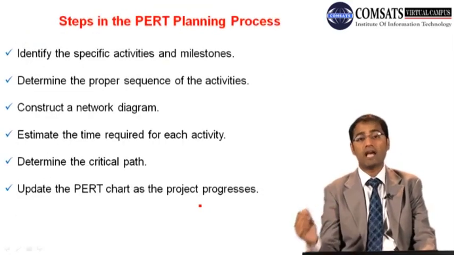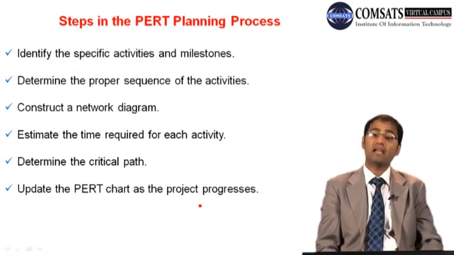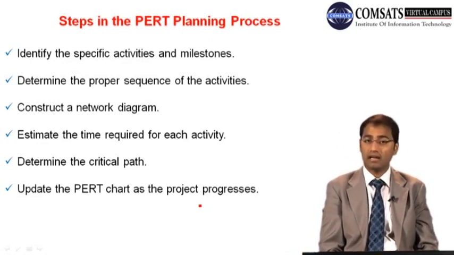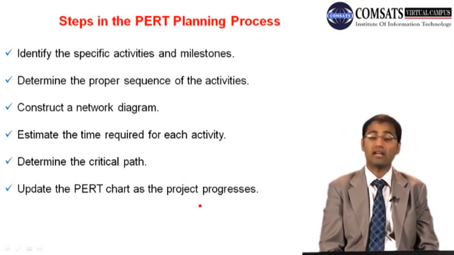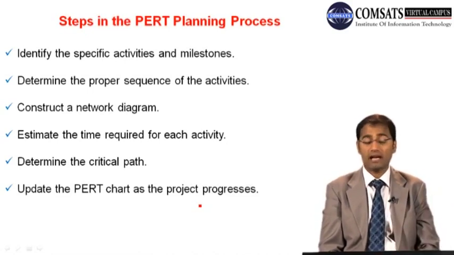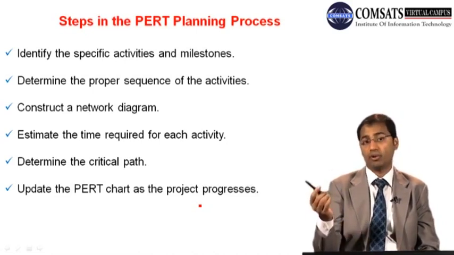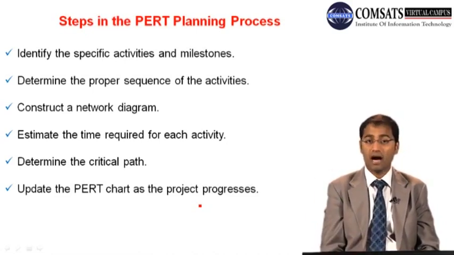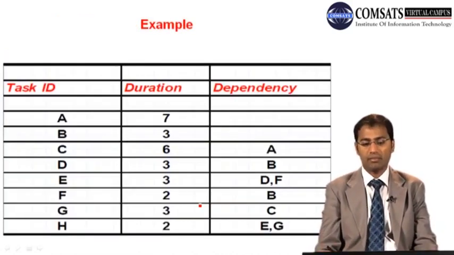So these are a few steps in the PERT planning process. First of all, identify the specific activities and milestones, activity identification or definition. Determine the proper sequence of the activities. Remember the third process of the time management process, sequence activities. Construct a network diagram. Again, we have to develop this network diagram first. Estimate the time required for each activity through that 3-point formula. Determine the critical path. Update the PERT chart. Okay, so this is our example.